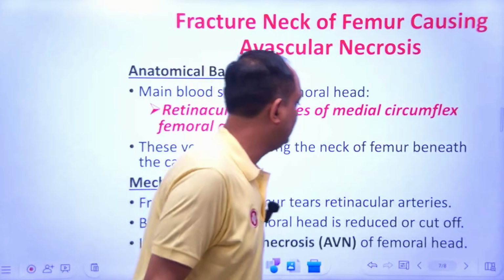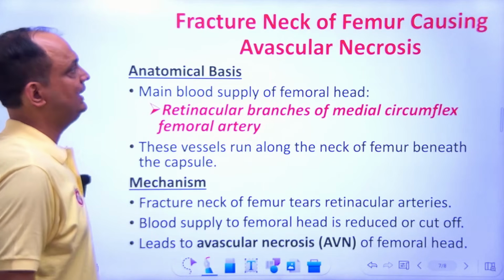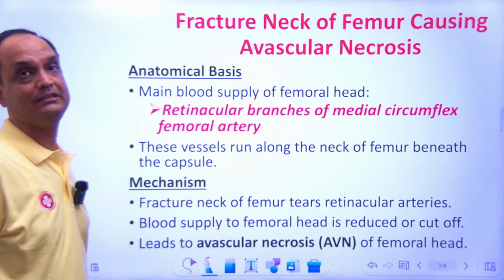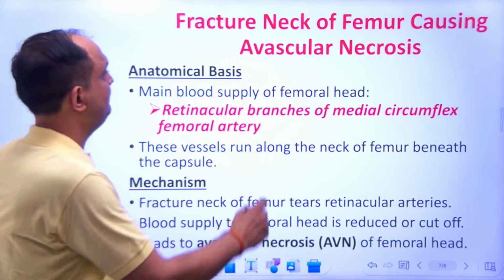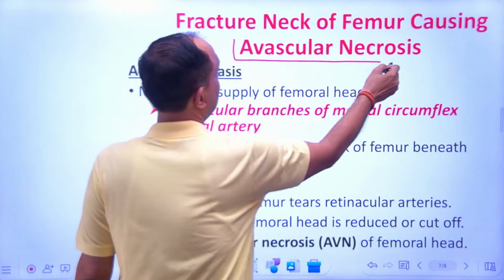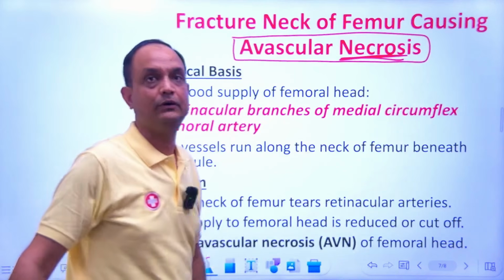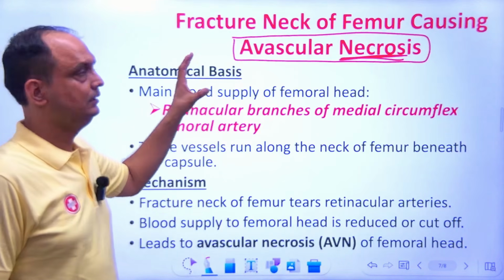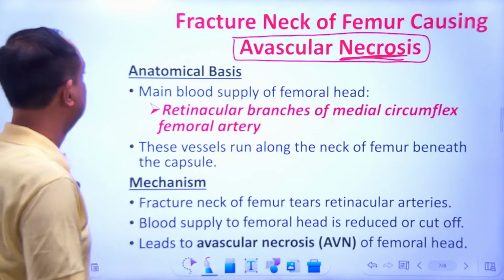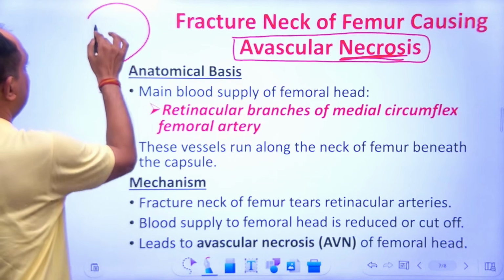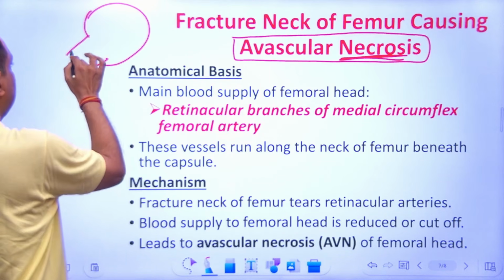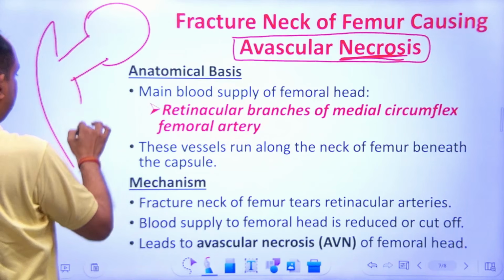The last question of this reasoning is: fracture neck of femur causes avascular necrosis. Avascular means that when there is a decreased blood supply, it will lead to necrosis of that part of the bone. Now you have to keep this in mind: this is the head of the femur, this is the neck of the femur, and this is the shaft of the femur.